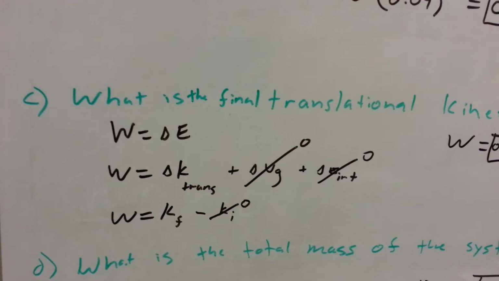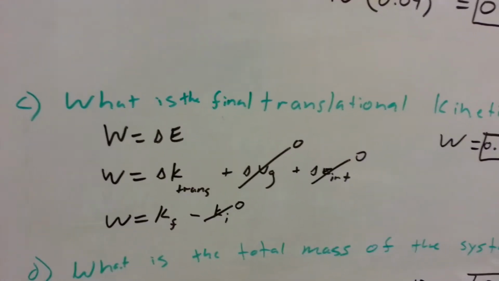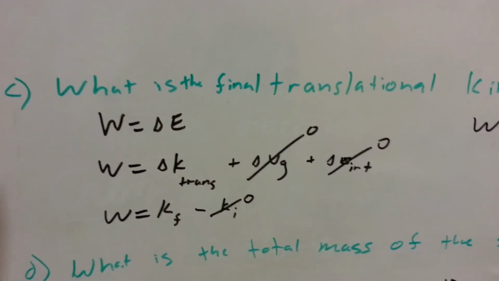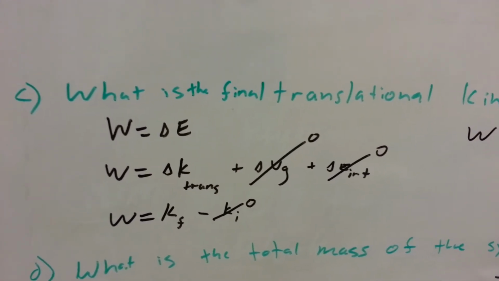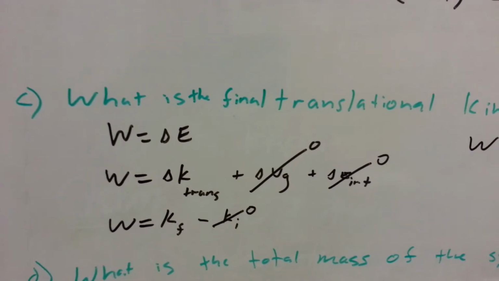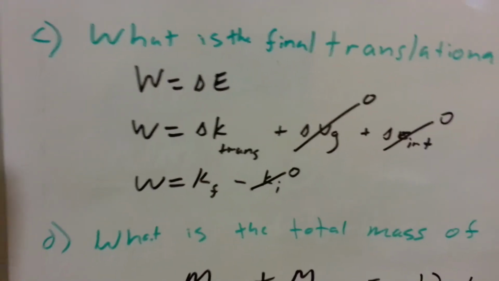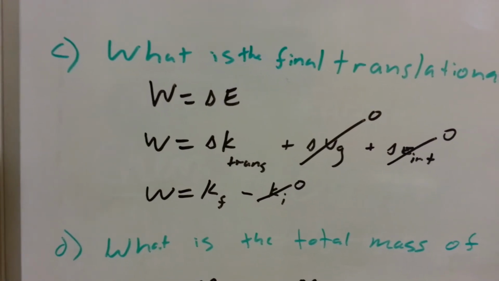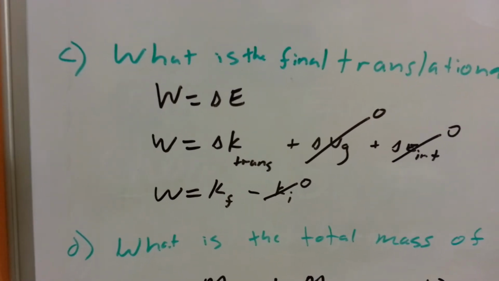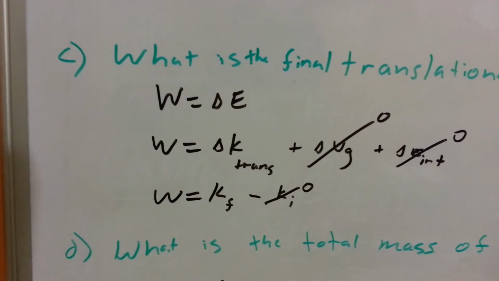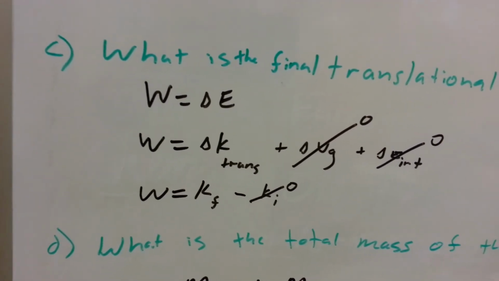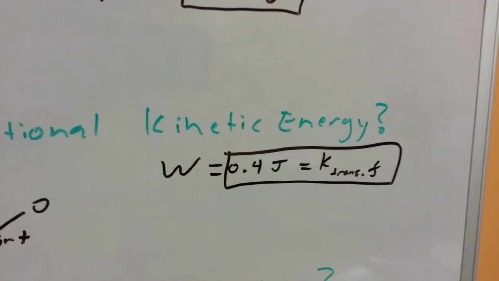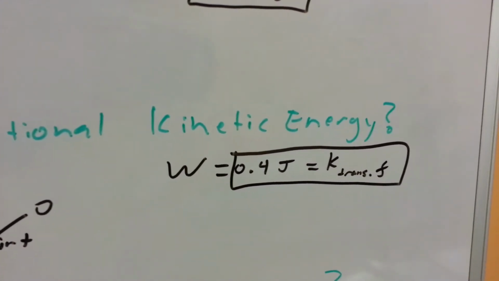These two values are equal to 0 because we're in the point particle system, and the point particle system only deals with one type of energy, and that is the translational kinetic energy. So from that we can expand the change in translational kinetic energy to K final minus K initial, but K initial is 0 because our system is initially at rest. So therefore our final translational kinetic energy is equal to work, which is 0.4 joules.